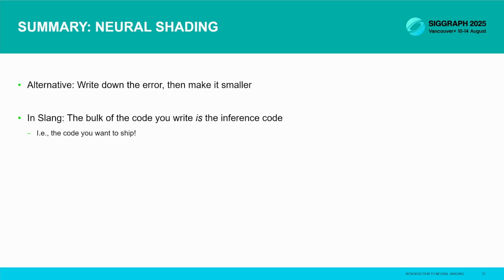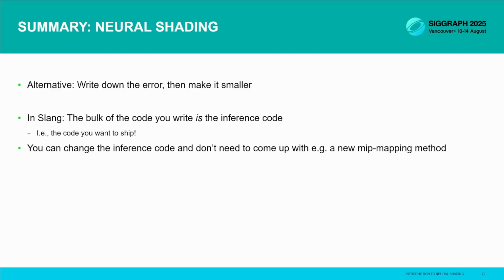And you can go and change that code, right? You can drop in a different material shader with textures that mean something entirely different. Heck, it might not even have a normal map. And you don't really have to change anything else. You don't have to come up with a bespoke new technique for mip-mapping this specific new material shader that you dropped in. You just let the compiler generate a new backwards derivative, and you're off to the races.